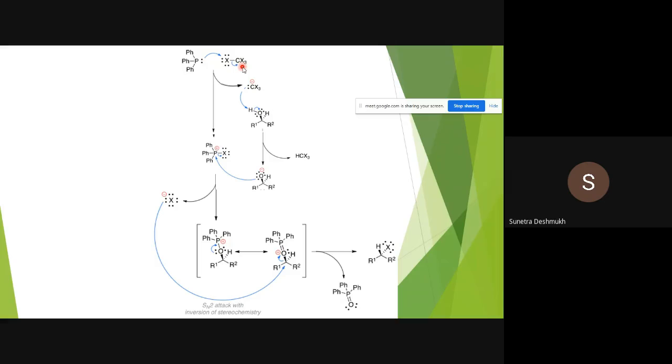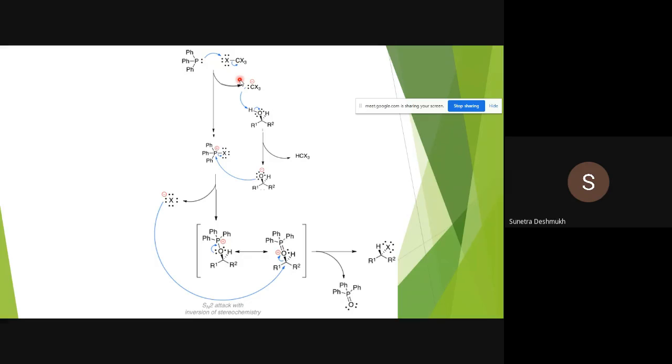Here the phosphorus abstracts one of the halides from this tetrachloro compound. You can see the lone pair present on the phosphorus atom abstracts Cl plus from the CCl4, and it eliminates CCl3 minus.